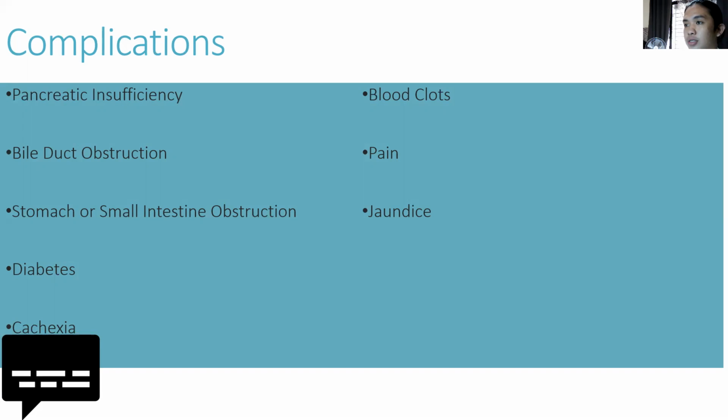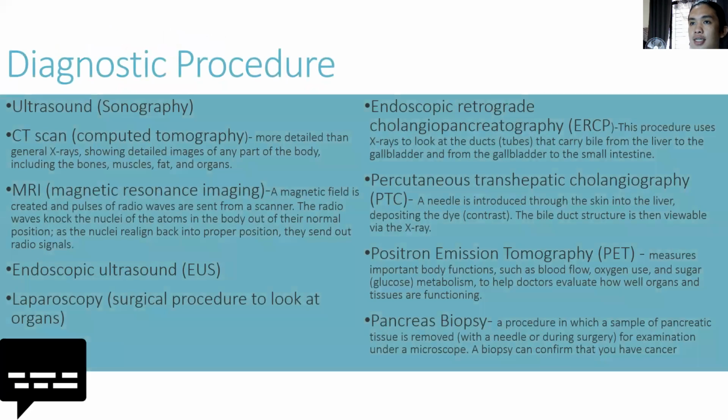The blood clots, pain, last is jaundice. The pancreatic cancer blocks the liver bile that causes jaundice. The signs are yellow skin, eyes, dark colored urine, and pale colored stools. Jaundice usually occurs without abdominal pain. Move on to the next topic.